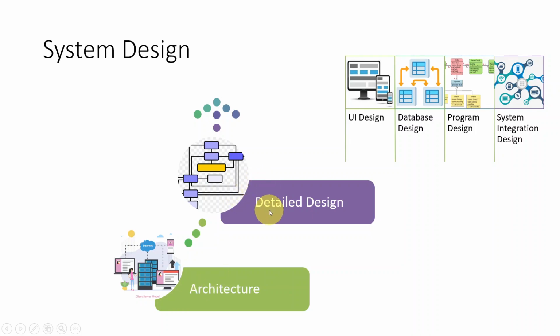Then we can go to the detailed design. When it comes to detailed design, we may design different aspects separately. For example, we can do the user interface design, the data design, the program designs, and system integration designs.